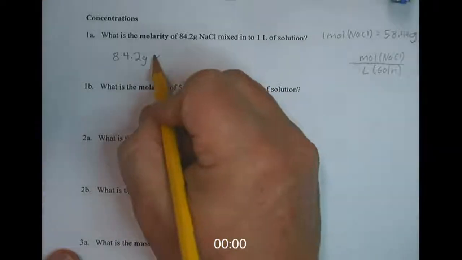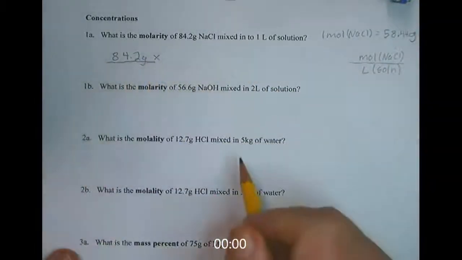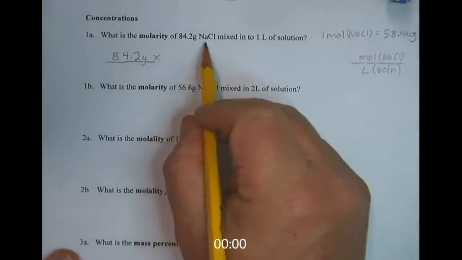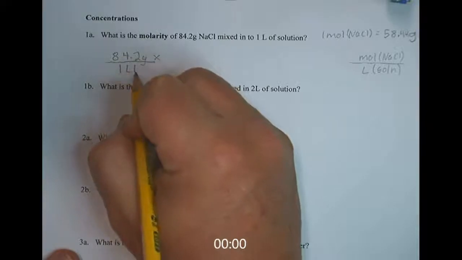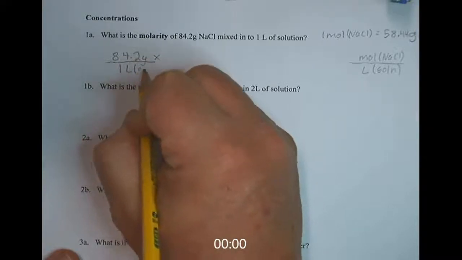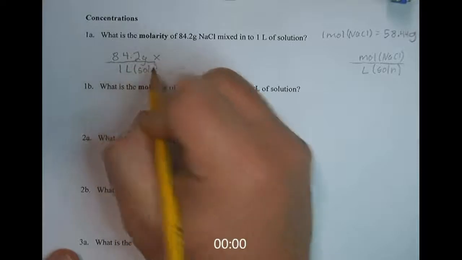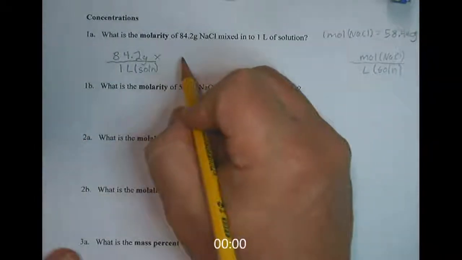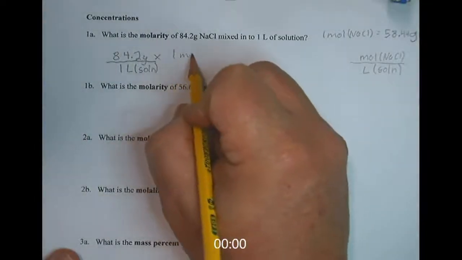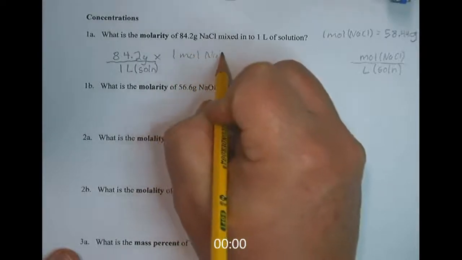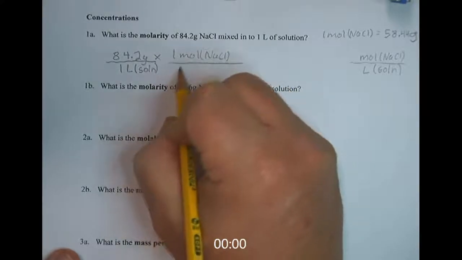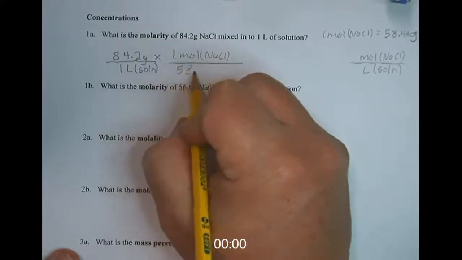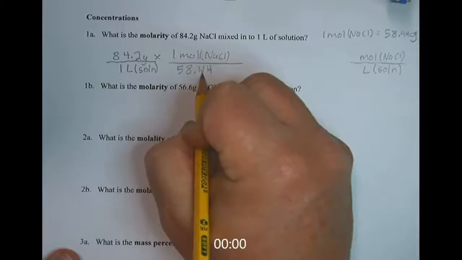Okay, so we need to convert from grams to moles. And by the way, we should put on the bottom here that it was 84.2 grams of NaCl in 1 liter. And that's important because that's part of our molarity equation. Okay, so here we go. Now it's just a simple conversion. There's 1 mole of NaCl for every 58.44 grams.